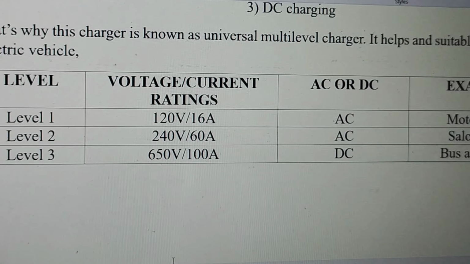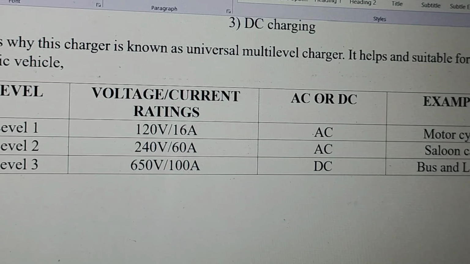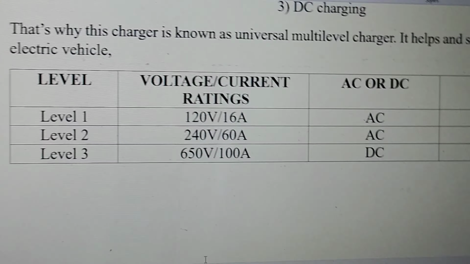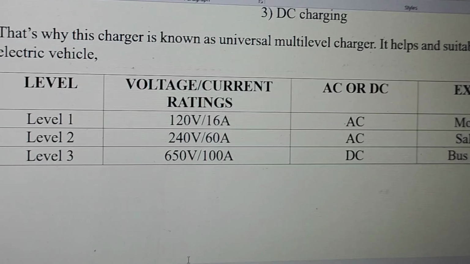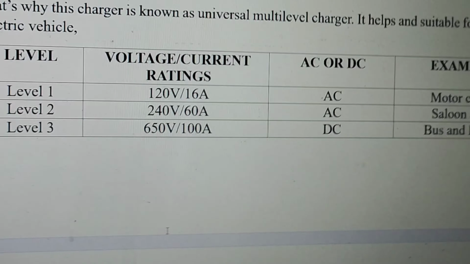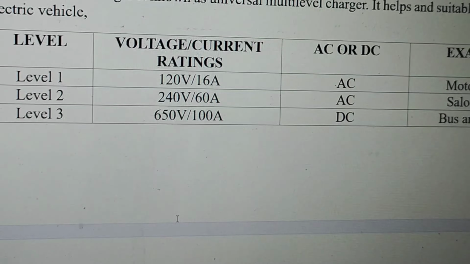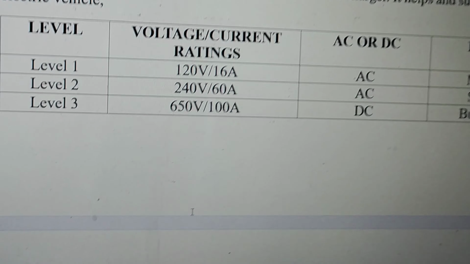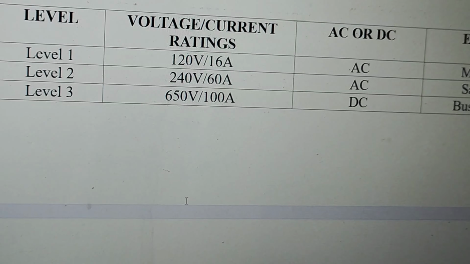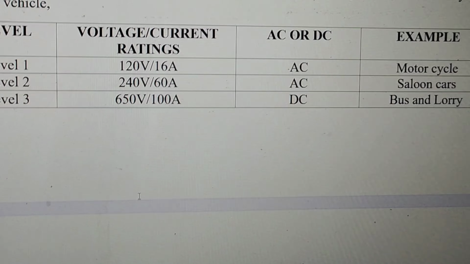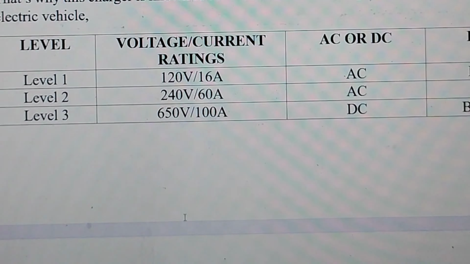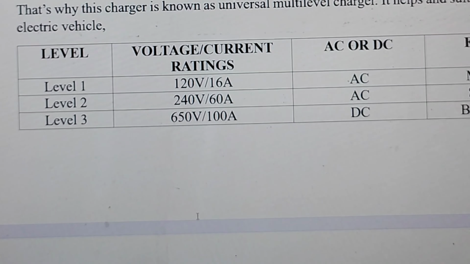These are the levels, voltage and current ratings, and which types of vehicles are used in our daily life. Level 1 is 120 volts and 16 amperes AC for motorcycles, for the lowest distances. Level 2 is 240 volts and 60 amperes AC 3-phase for saloon cars. Level 3 is 650 volts and 100 amperes DC to DC conversion for buses and lorries.